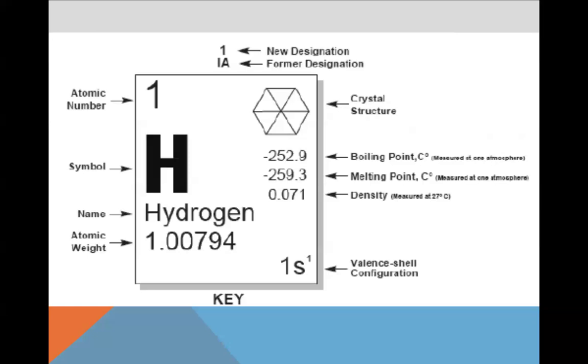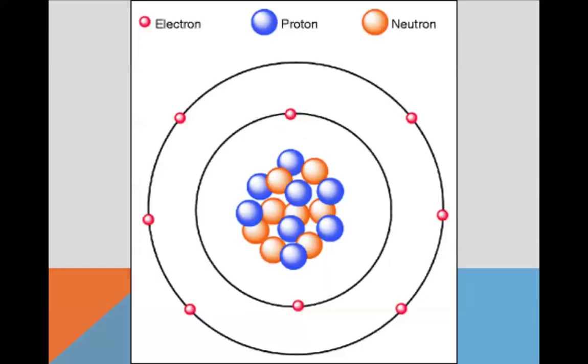There are things like crystal structure that you might find, boiling point, melting point, density, even electron configurations that you might find in different tables. But that's the core info: atomic number, atomic mass, and then knowing different isotopes, hydrogen 1, hydrogen 2, hydrogen 3.